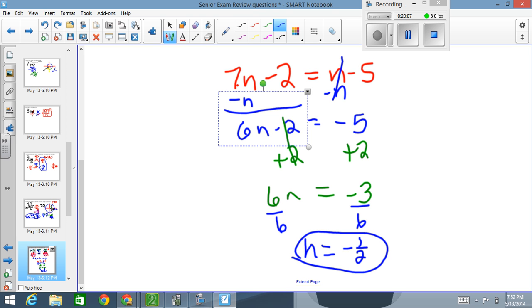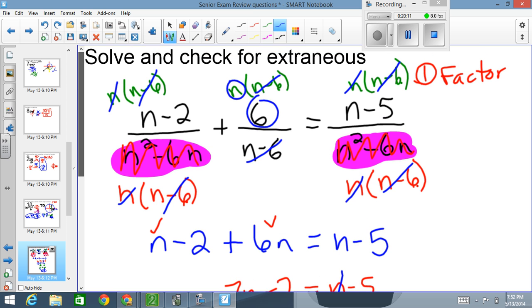Now, checking for extraneous solutions essentially means you want to go back up and just make sure that negative 1/2 doesn't make any of the denominators 0. And that's not going to happen in any of these cases when you plug that in.